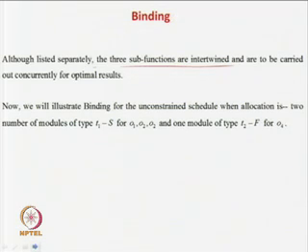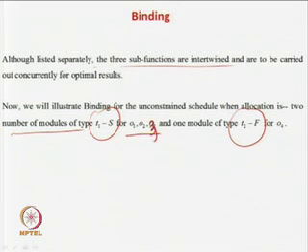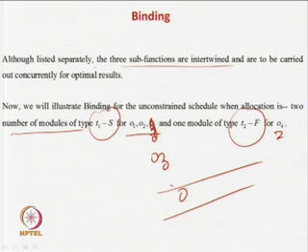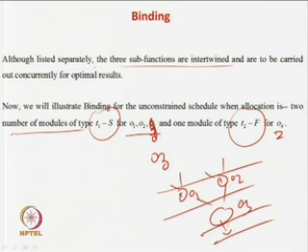Now, we will illustrate the binding operation for the unconstrained schedule, when the allocation is two types of modules, that is slow adder and fast multiplier. We have already considered this: O1 and O2, and this is O3, are addition operations and O4 is the multiplication operation. We are taking the totally unconstrained schedule, that is two adders, O1 and O2, then you add temp 1 and temp 2, that is O3, and finally in the last step we have the multiplier operation, which is O4. This is your unconstrained operation.